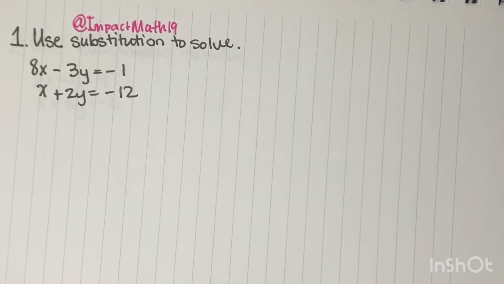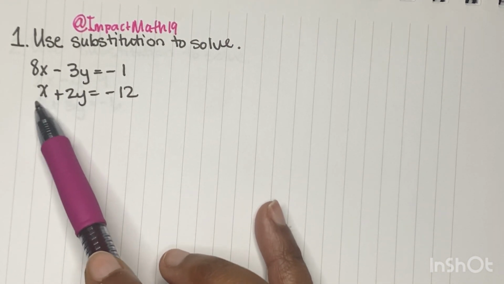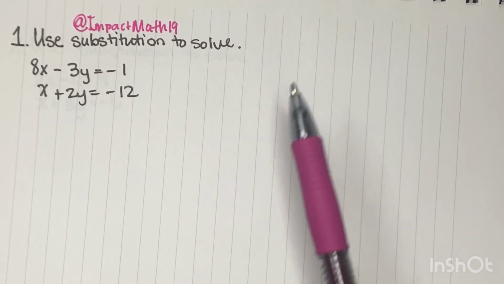Alrighty, we're going to be doing substitution, algebra 2. So use substitution to solve. When we're using the substitution method, what we want to do is solve one of the equations for a letter, okay? The equation that you're going to use is the one that gives you the x or the y by itself.